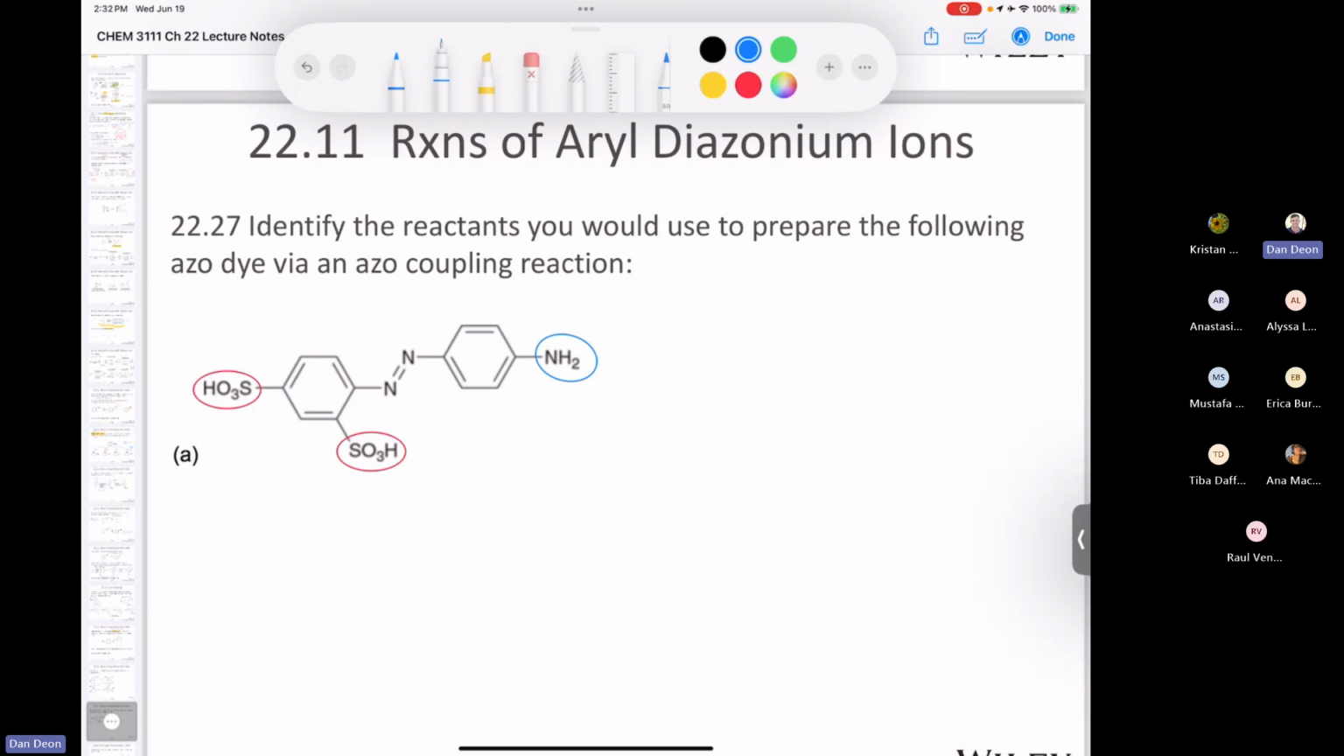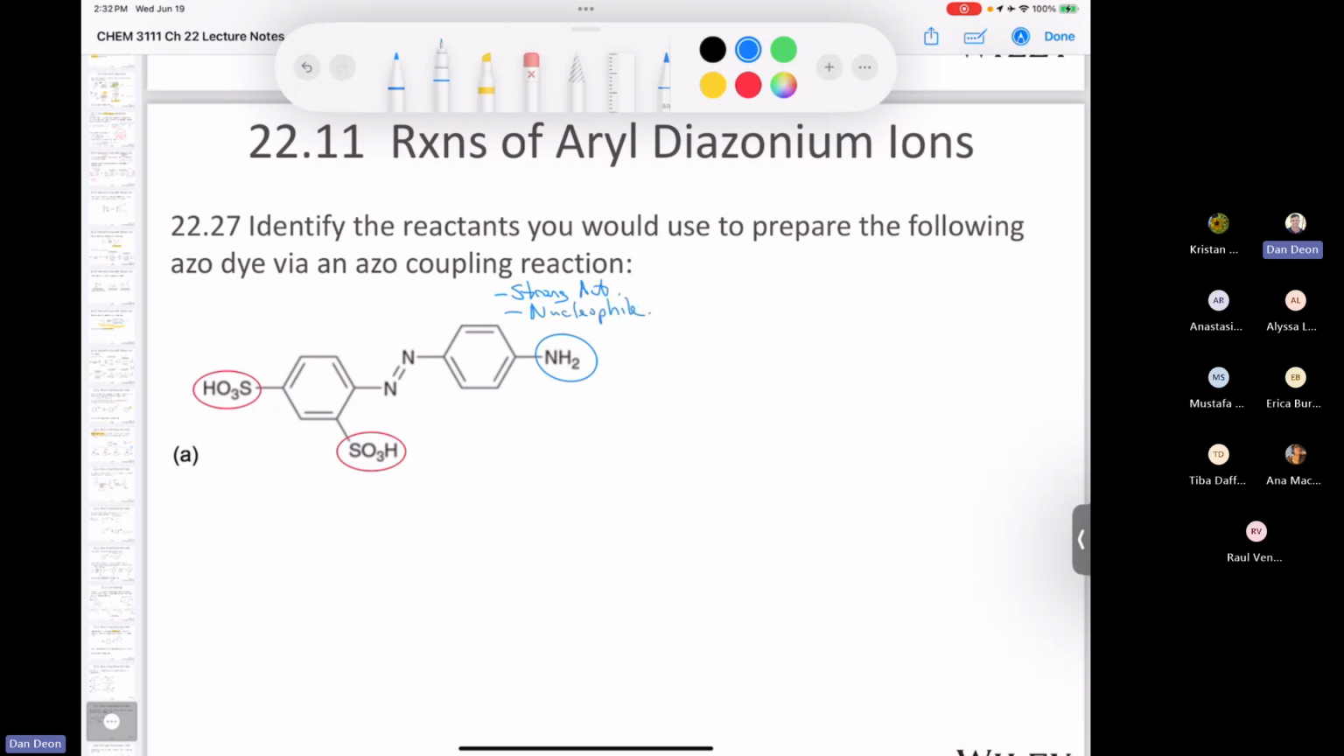Which one would be an activating group? It's the one in the blue circle, right? We know that this is a strong activator. Therefore, this is going to be the nucleophile.